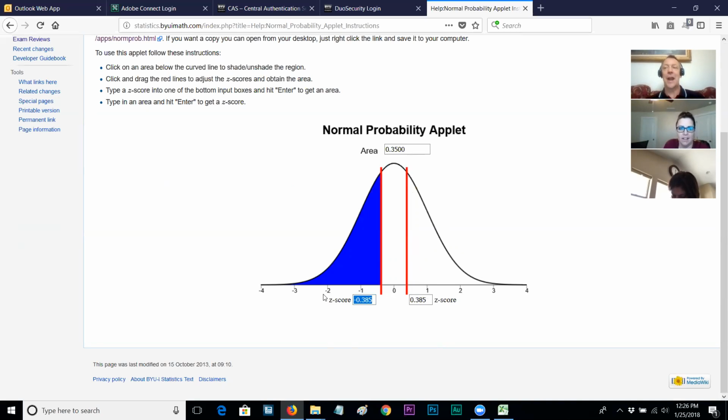Yeah. So this applet, you are expected to be able to use on the test. So you need to make sure you know how to use that properly. Okay. So are we good there, Amy? Yeah. Okay. All right. What other questions do you have?